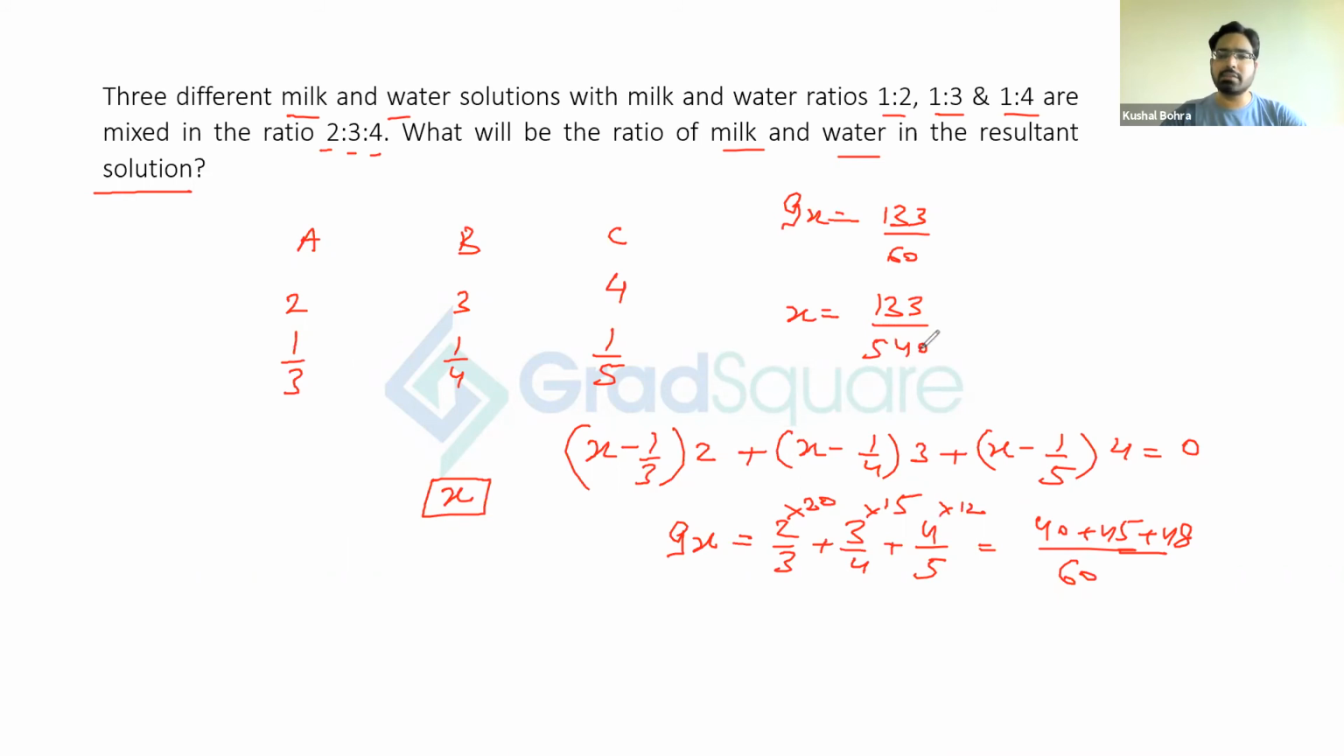Now 133 divided by 540, remember what did I tell you? X is not the ratio, X is the strength. And strength of what? Strength of milk. They are asking you the ratio of milk to water. That means there are 133 parts of milk in a total of 540 parts. That means how many parts of water will be there? That is something that we need to understand. So it's going to be 133 is to 407. That will be the ratio of milk to water.